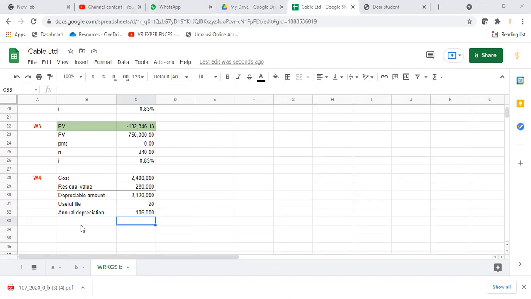Okay, but remember we didn't have the asset for a full year. We only had it from 30th June. The building came into use on 30th of June, so it is June, July, August, September, October, November, December, January, February. So we only had it for 8 months in the current year. So this is going to be 1060 times 8 divided by 12.